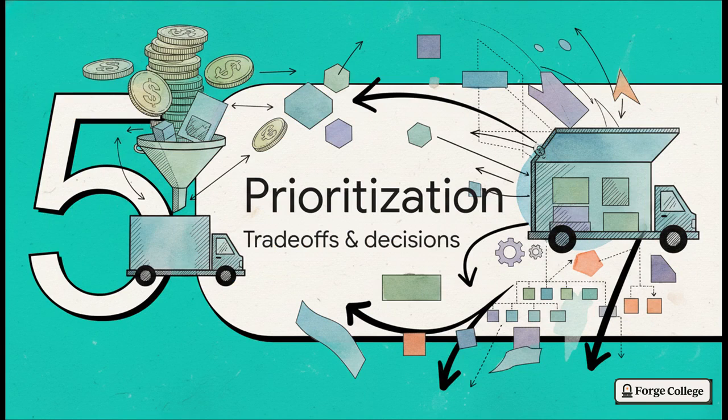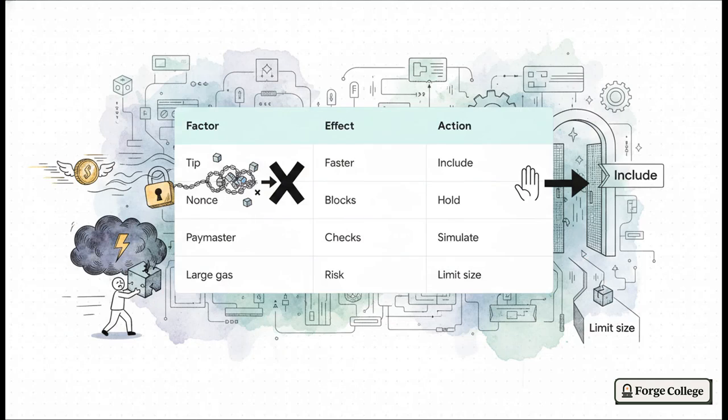Section 5. Prioritization and tradeoffs. How do they make these decisions? Because the bundler is putting its own capital on the line, it relies on a very strict decision matrix to run the sorting hub.